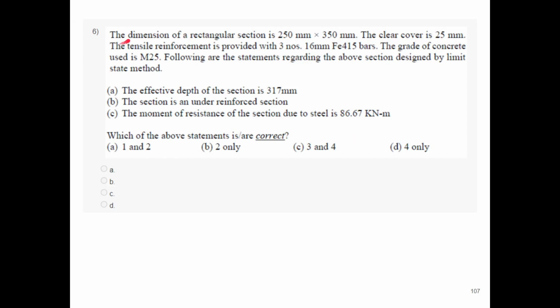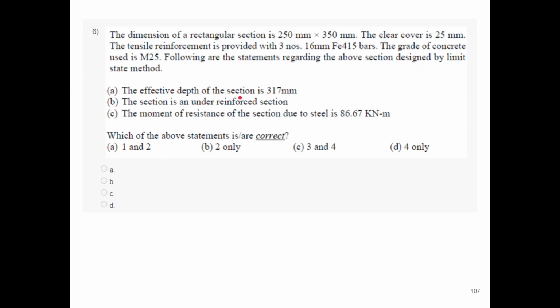So the sixth question: the dimension of a rectangular section is 250 mm by 350 mm. The clear cover is 25 mm. The tensile reinforcement is provided with three numbers of 16 mm Fe415 bars. The grade of concrete used is M25. Following are the statements regarding the above section designed by limit state method.